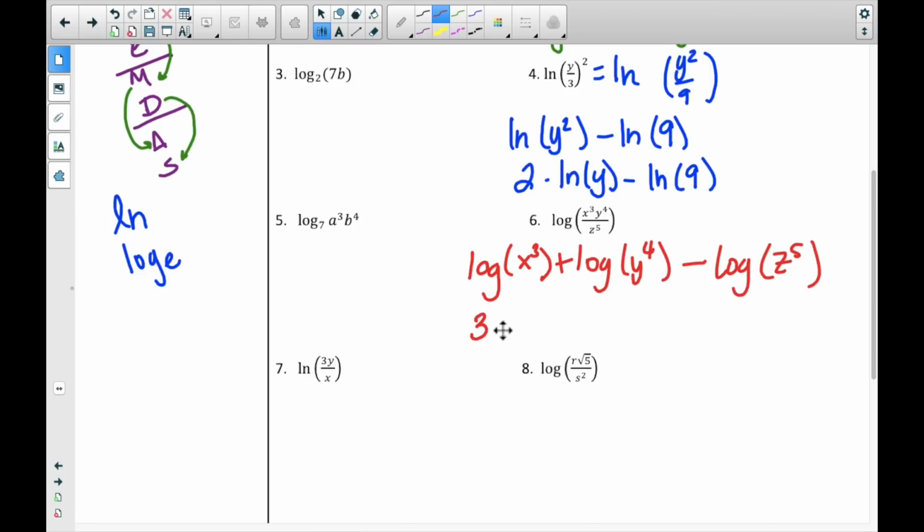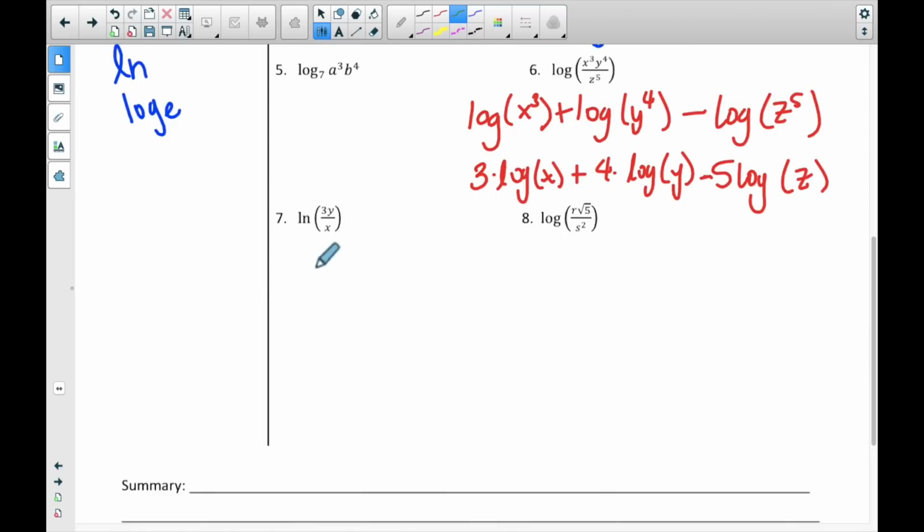So this is going to be 3 times the log of x plus 4 times the log of y minus 5 times the log of z. And now I'm done. How do I know that I'm done? Because I have the log of only one thing. Log of one thing, log of one thing, so then I am done.